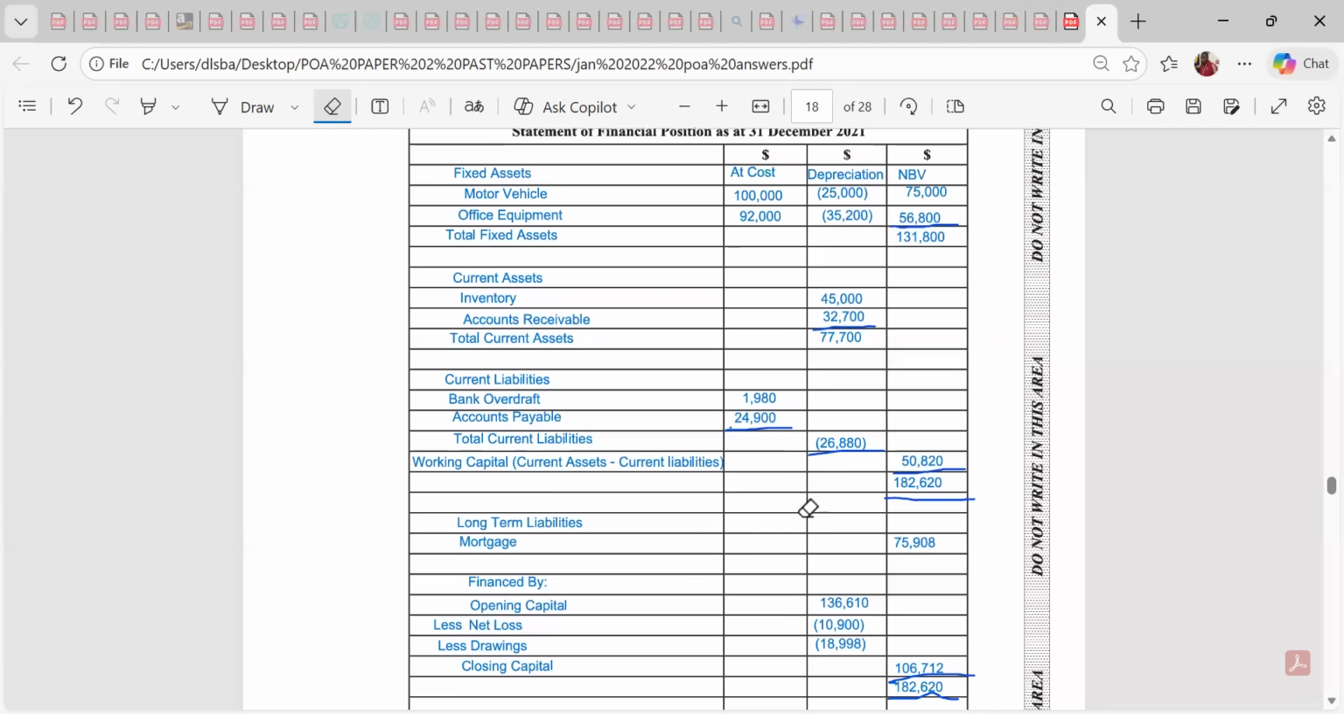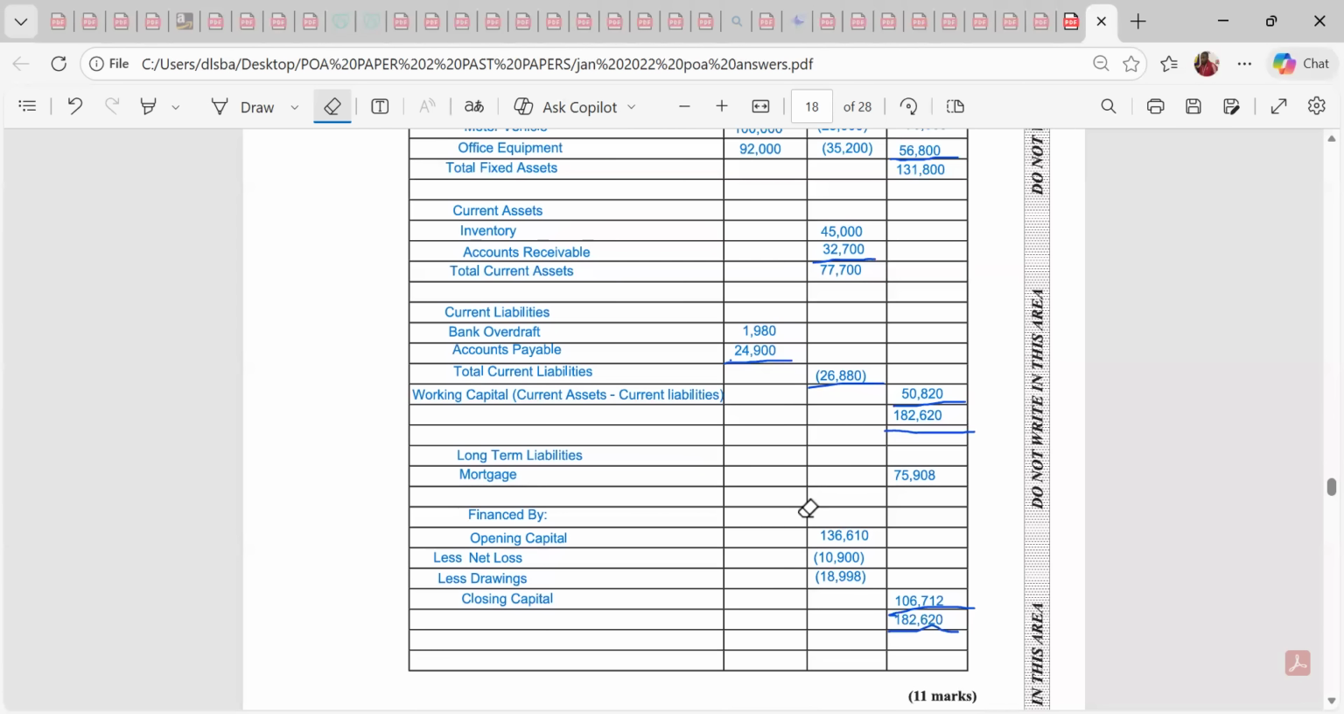Separate your assets between non-current and current. Separate your liabilities between non-current and current, and have your capital. Let's try to remember the basic format for the balance sheet at least.